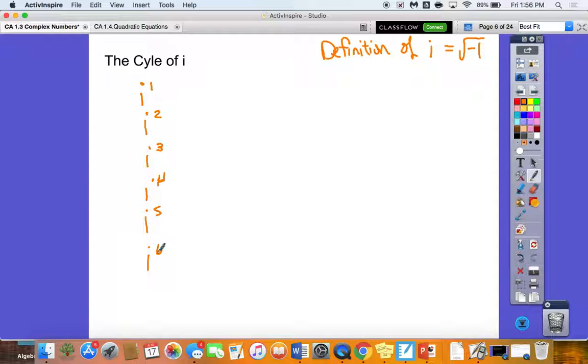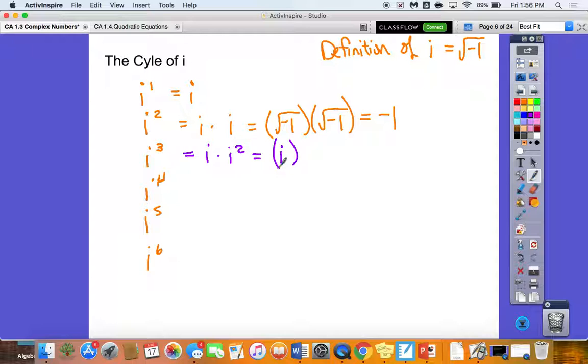Okay, so i to the first is just i. Now i squared, that means i times i. Well, we know that's the square root of -1 times the square root of -1. When you multiply two square roots that are the same, you just get what's underneath. So that ends up being -1. Now for i cubed, that means I can do i times i squared. Well, I know that i is just i, and then i squared is -1. So when I multiply those two together, I got a negative i.